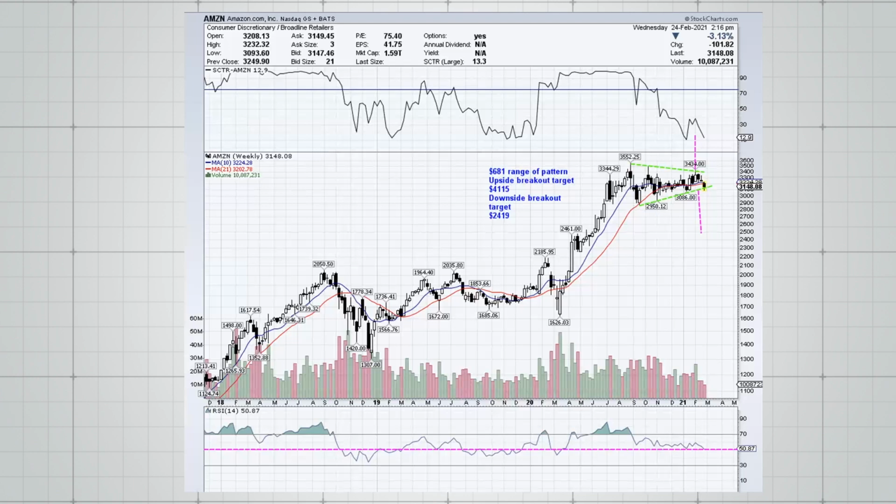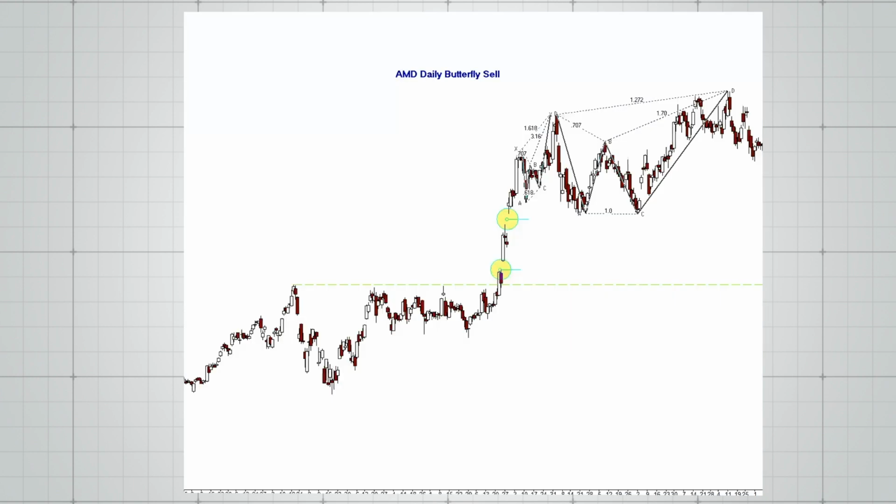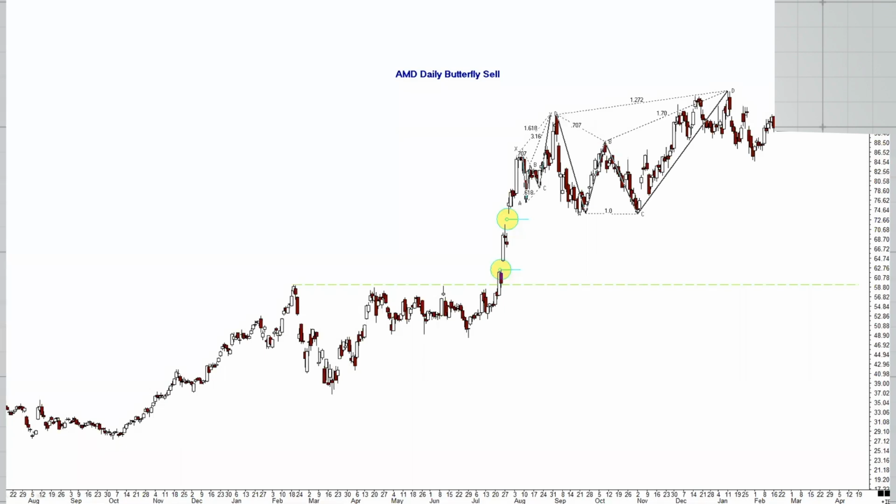Okay, so now the next slides that we're going to look at are also from the February 17th Daily Five. And so I thought I would follow up on these as well. So Advanced Micro Devices, AMD is the symbol. And I'd walked through, this is the chart that was presented February 17th.